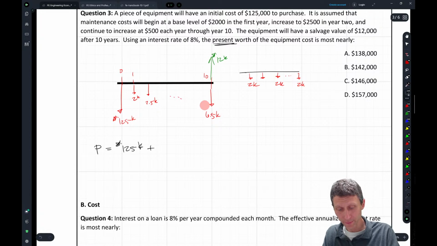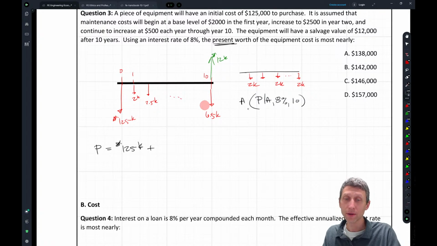And this one, we're going to look for a present worth given an A, and we're going to say what's our interest rate? Our interest rate's 8%, and we're looking at 10 years. Okay, so this is kind of the first one. We're going to take that A value of $2,000 and multiply it by this factor, and we'll go look up factors in a minute.